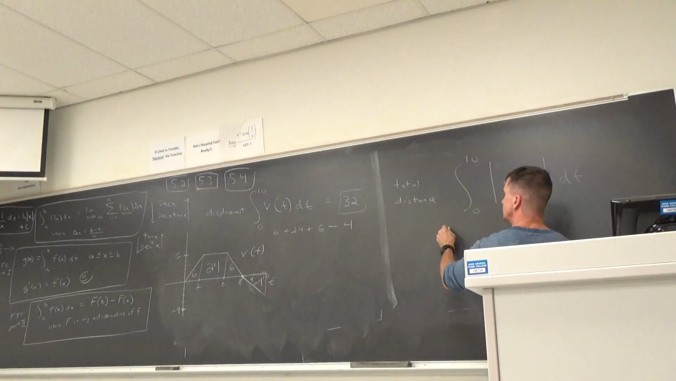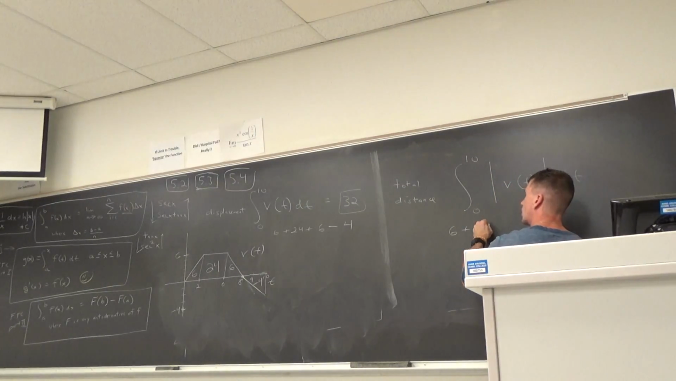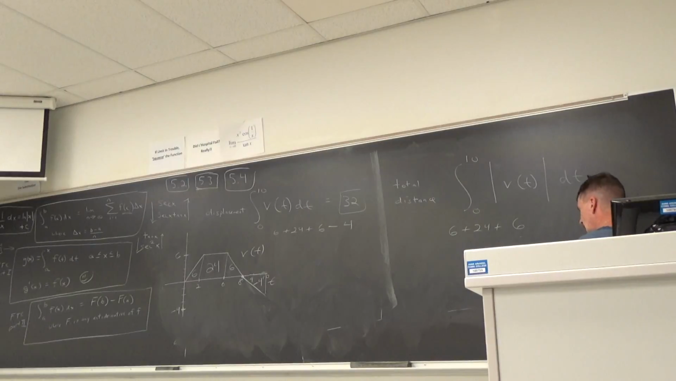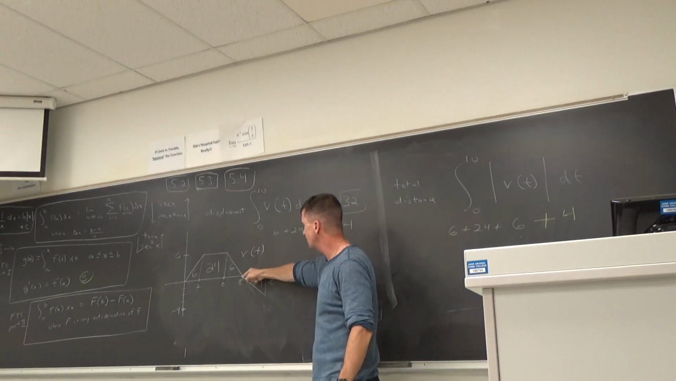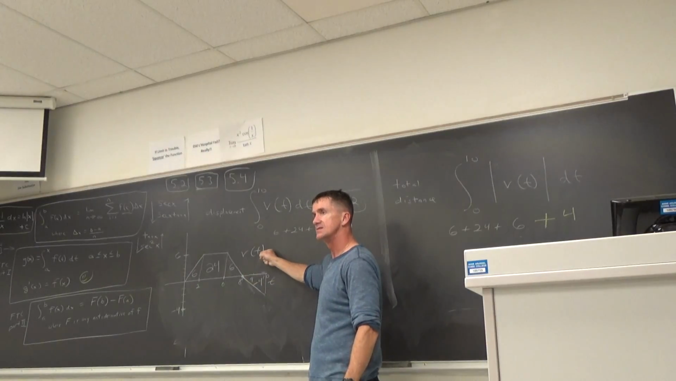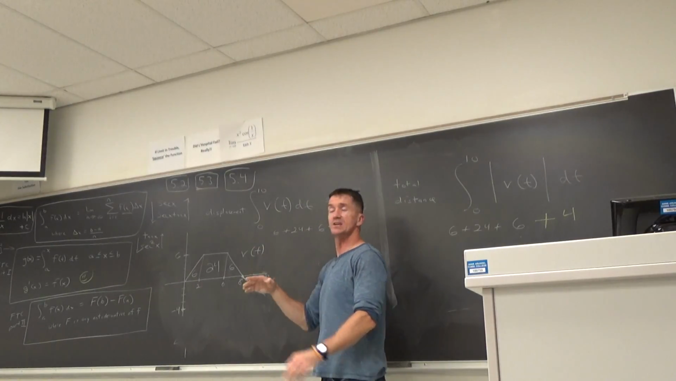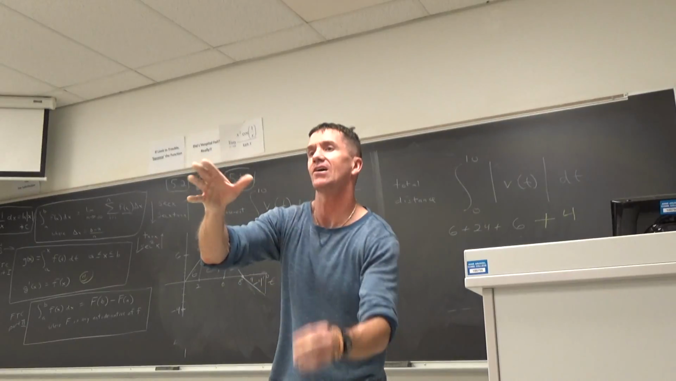Total distance would be take the 6 plus the 24 plus the 6, but help me out. You wouldn't keep this negative. What would you do? Positive. You would add the 4. Because you're saying, what's the total distance? You would add what's underneath this, because that function we get like that. Does that make sense? Uh-huh. So for total distance, we add any area that's underneath.